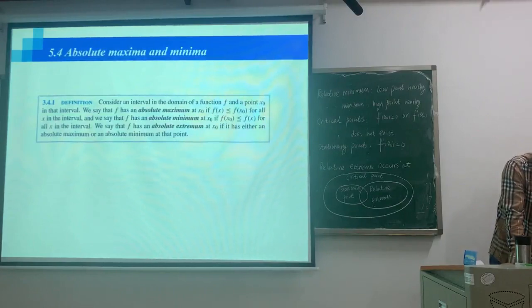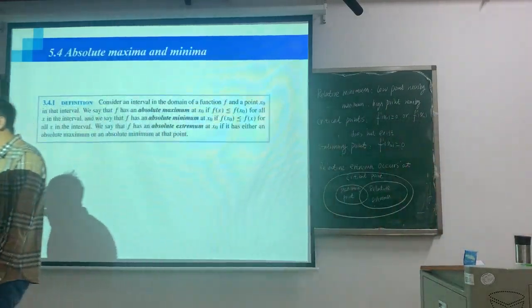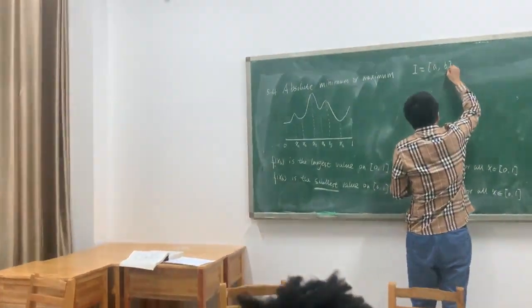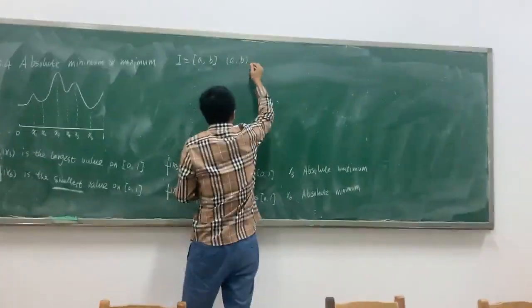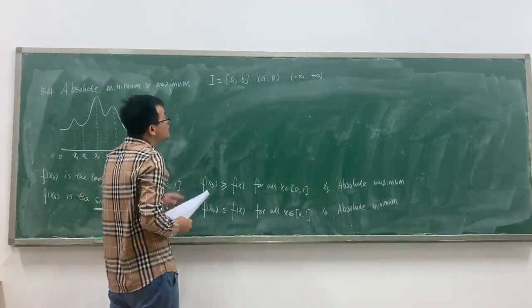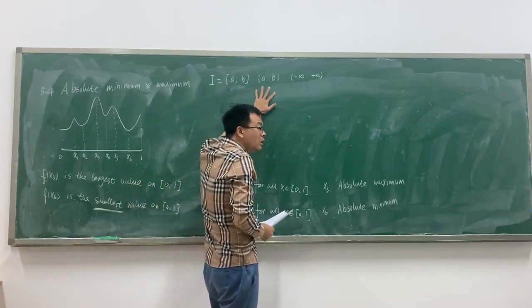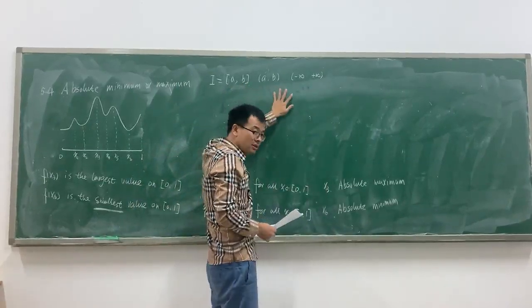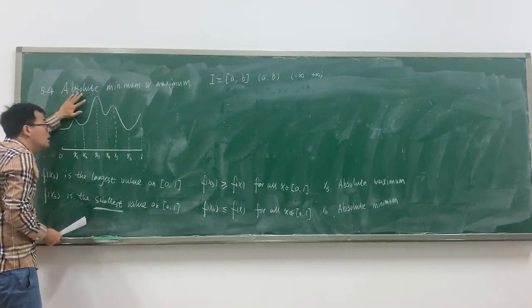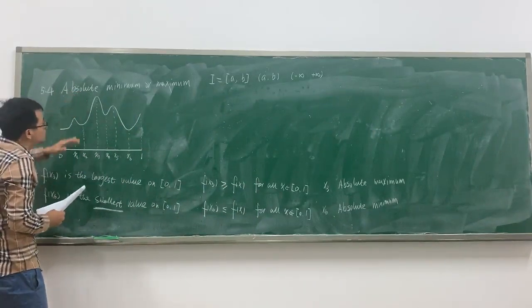So now we can see the interval. The interval actually can be a closed interval [a, b], or an open interval (a, b), or an infinite interval from minus infinity to plus infinity. So for these three cases, we discuss the absolute extrema.